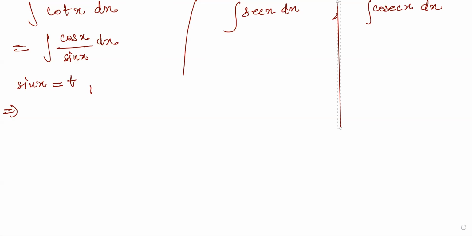So the first one is log of sin x plus c. Correct. So we'll also put mod here, because the input of log has to be positive.